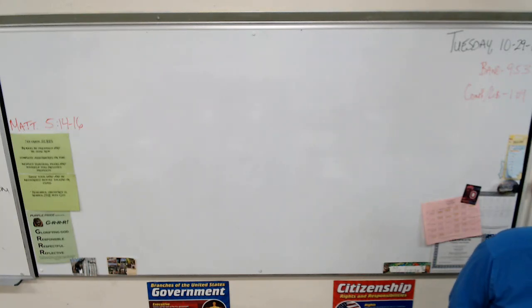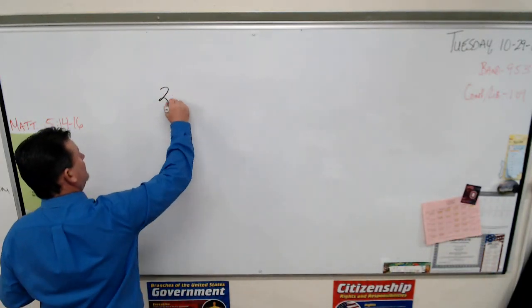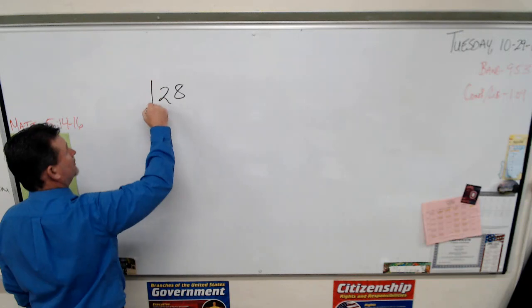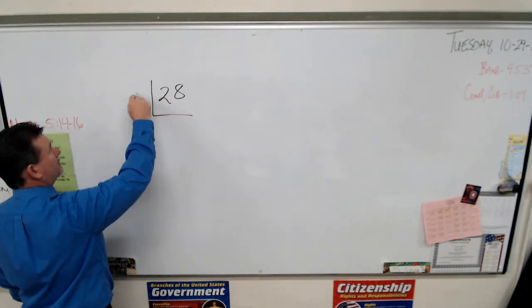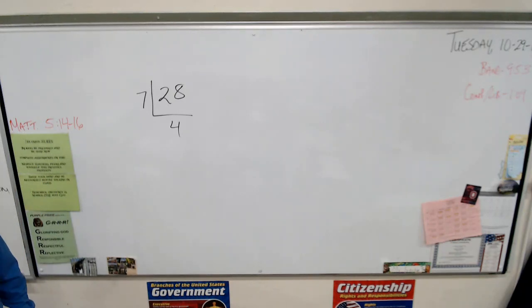Number 6, okay, gets a little tougher. The prime factorization of 28. Now, how many learned a different way other than the tree? Oh, how many learned this? Yes, the box. Didn't you? Oh, yeah. You with me? Yeah.